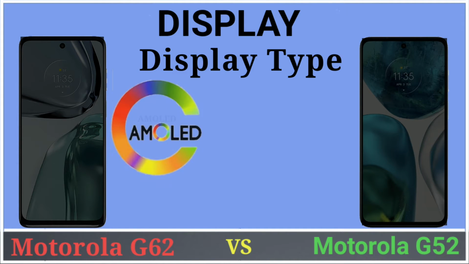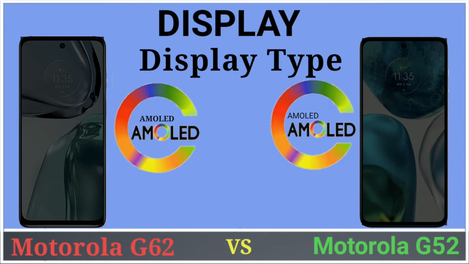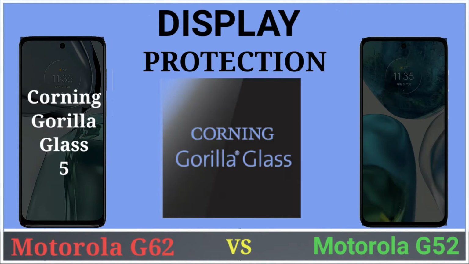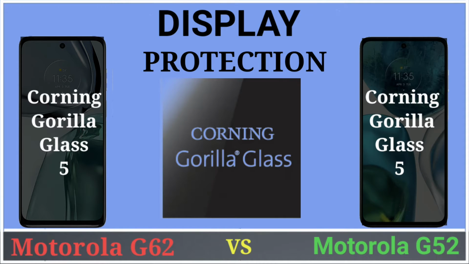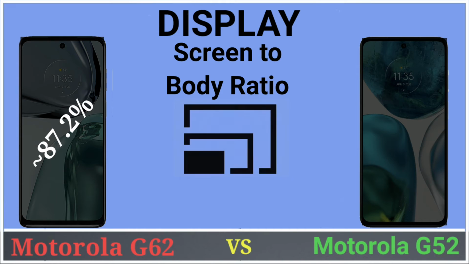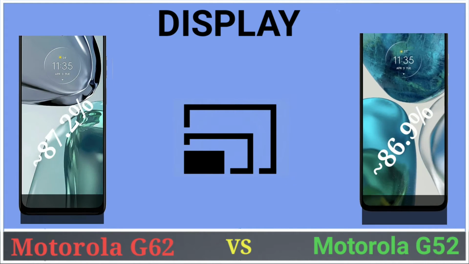Display type: both phones have a Super AMOLED display. Protection: both phones have Corning Gorilla Glass 5 protection. Screen to body ratio: Motorola G62 has 87.2% screen to body ratio and Motorola G52 has 86.9% screen to body ratio.